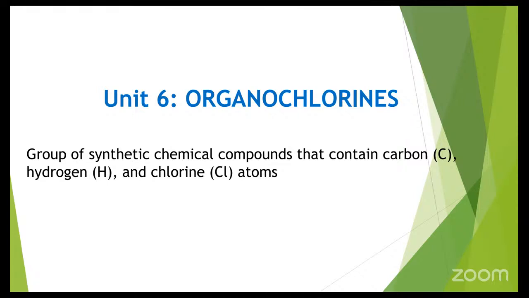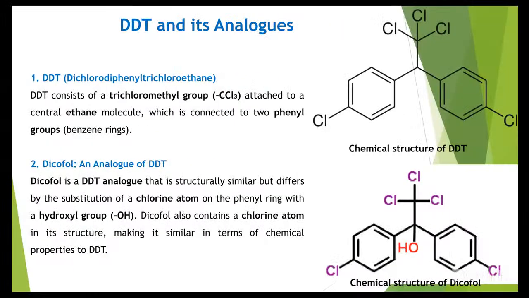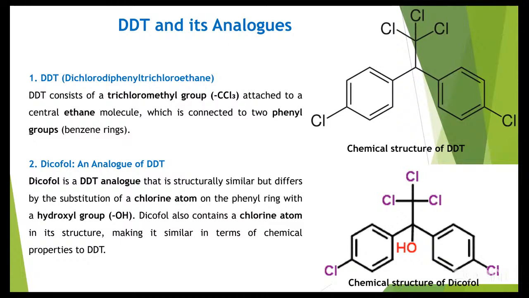This is also a very small chapter, but we'll be able to finish it here. So organochlorines are a group of synthetic chemical compounds that contain carbon, hydrogen, and chlorine atoms. DDT and its analogs: dichloro diphenyl trichloroethane. We have been hearing about this in every class because it was synthesized and was very potent back in the olden days, and was later banned due to its harmful effects on the environment. Here you can see the chemical structure of DDT.